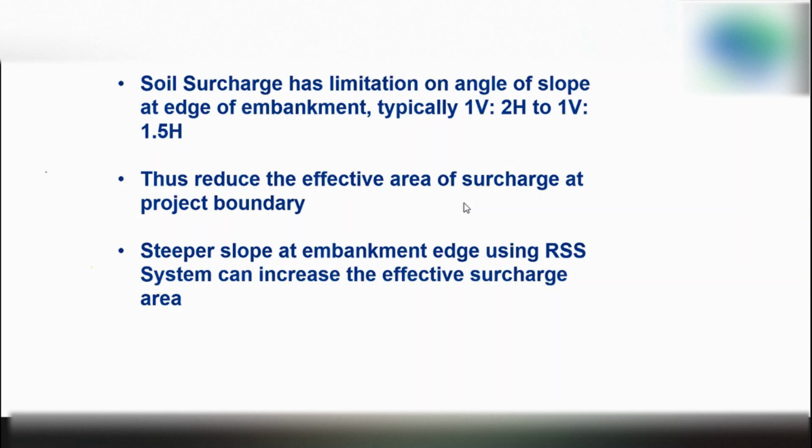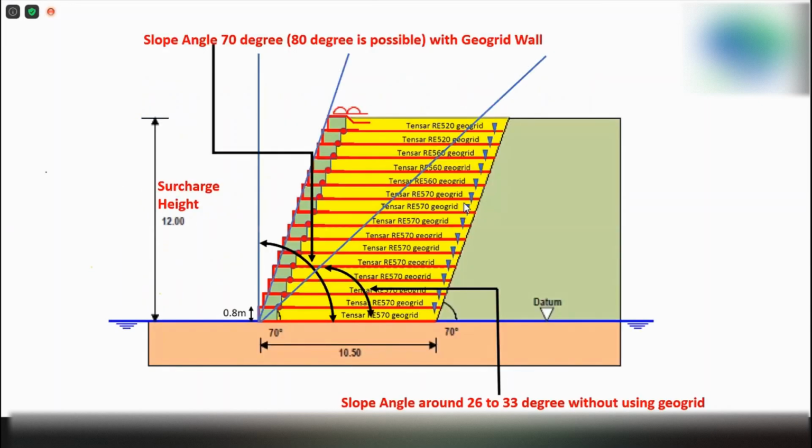So we have to make the slope steeper because the general typical angle is 1 vertical to 2 horizontal, which is very gentle. So we do not have the luxury of space. Therefore, we need to have a steeper angle, and therefore we use the reinforced soil concept by using geogrid reinforcement. So this is the schematic showing how the embankment slope will look like.